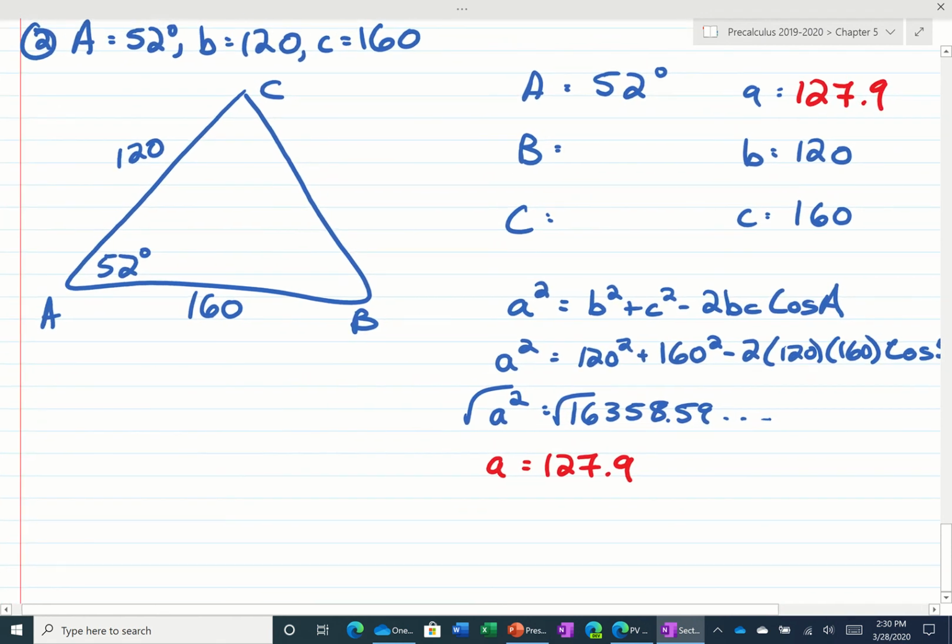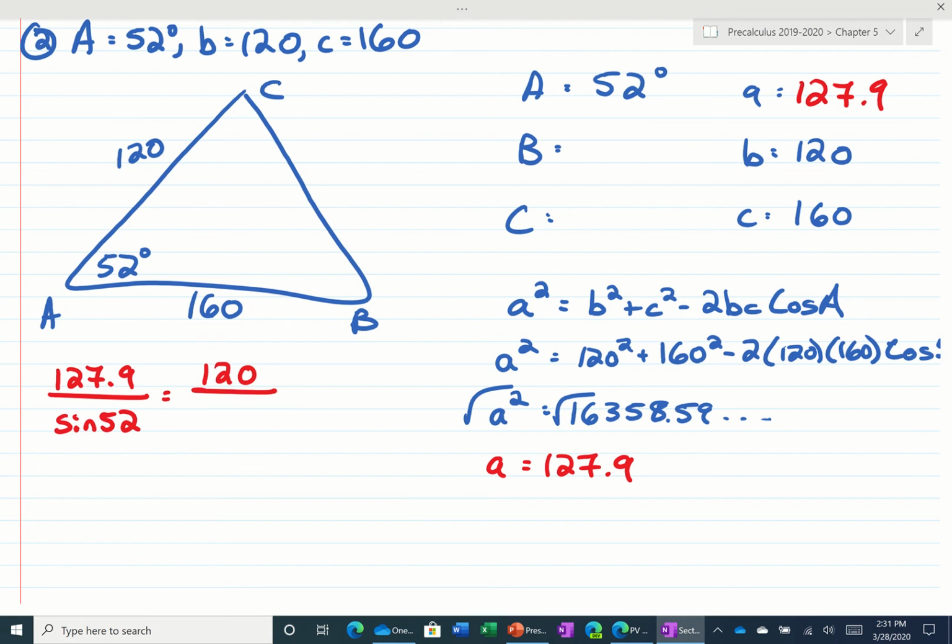All right, so now we have side A, we have angle A. We just need to find one of the other angles. So I'll go for angle B. It doesn't matter which one you do. In the end, if the largest side and the largest angle, smallest side, smallest angle, if they don't match up, at this point, instead of finding angle B, I'd just go back and I'd find angle C instead.